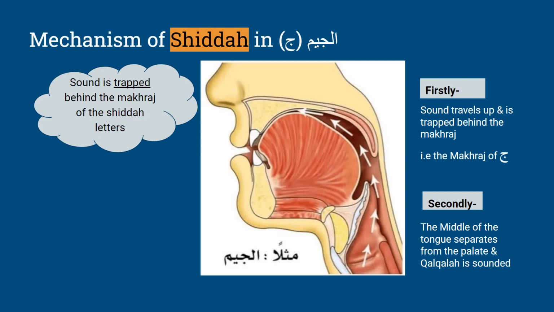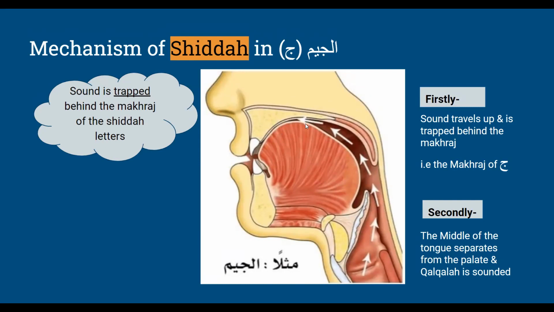Since that's the makhraj, touching the hard palate with the middle of the tongue. As these arrows are indicating, these arrows are showing actually the traveling of the sound up towards the makhraj, and it's not finding its way out now because the makhraj is closed.